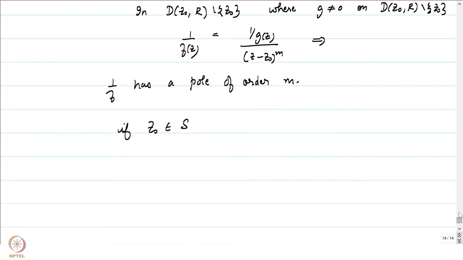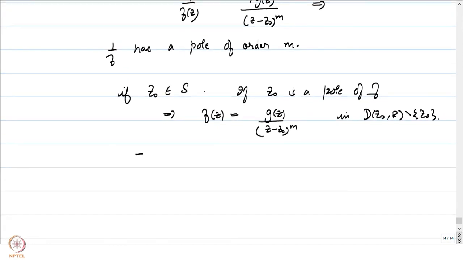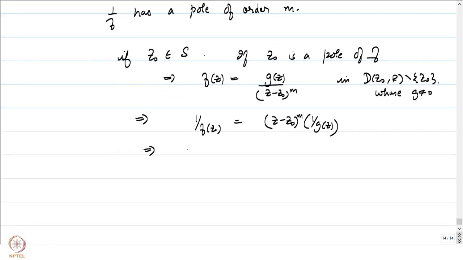Now, let us pick a point in capital S. Capital S to begin with was either a removable singularity or a pole. If z0 is a pole of f, what does that mean? That means that in a neighborhood, f of z is going to be equal to some g of z by z minus z0 to the power m, in some neighborhood D(z0, r) minus z0, where r is small enough so that g does not vanish here. And therefore, we can write 1 by f of z to be equal to z minus z0 to the power m times 1 by g of z. So, let us assume here that g is not equal to 0 on D(z0, r) minus z0. We can always assume this by shrinking our r if needed. And therefore, this tells us that 1 by f has a removable singularity, in fact. In fact, it has a zero of order m at z0. That is precisely what we can conclude by looking at this.